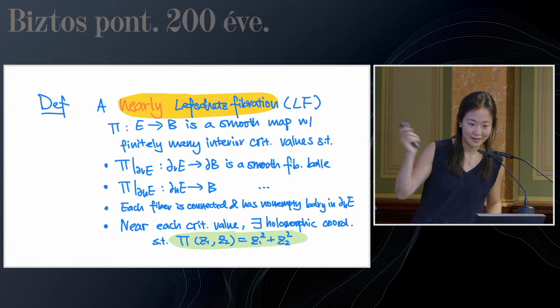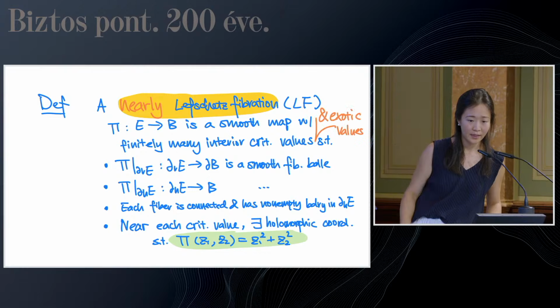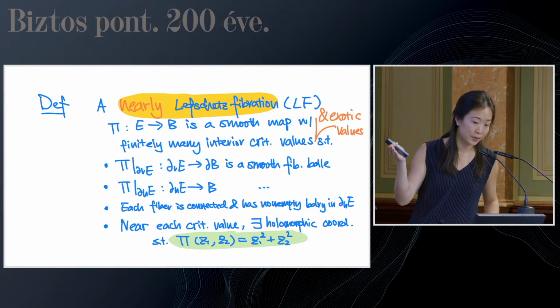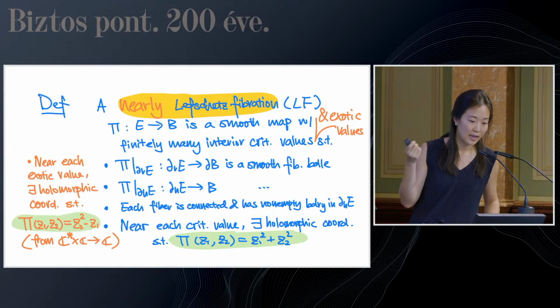So let me define a nearly Lefschetz fibration. A nearly Lefschetz fibration is the usual Lefschetz fibration with a smooth map, finitely many interior critical values, and exotic values. And near these exotic values, we require holomorphic coordinates such that the projection map is z2 squared minus z1.